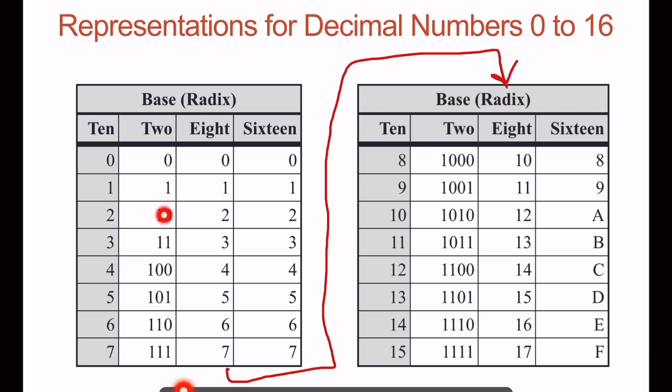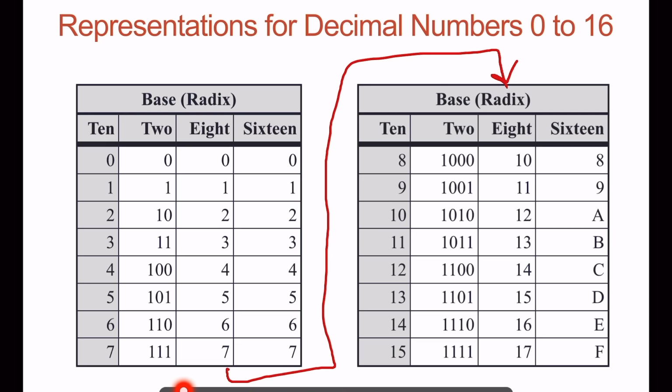You can think of this as counting in binary: 0, 1, 10, 11, 100, 101, 110, 111, 1000, and so on, up to 1111. And then the next number would be 1, 0, 0, 0, 0.